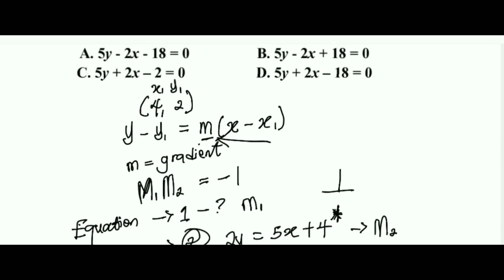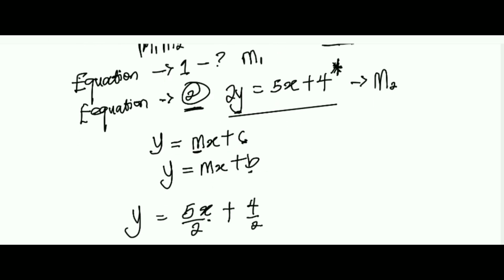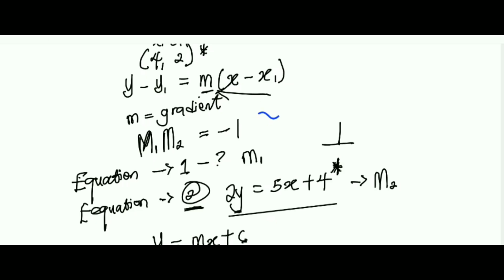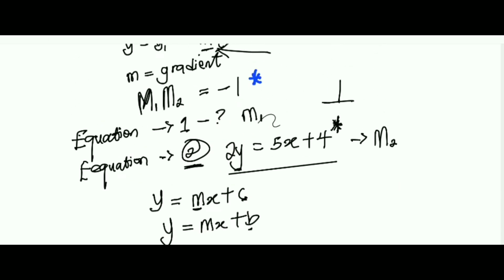But remember, this is what I'm looking for. I want to find the equation that passes through this point, 4 and -2. I already have the value of my x1, which is 4. I have the value of my y1, which is -2. I'm interested in finding m. To find m, come back to this statement here. Look at this statement: m1 times m2 is equal to minus 1. So let us find m1. I called the equation we are looking for m1, so I am referring to the gradient of the equation we're interested in.